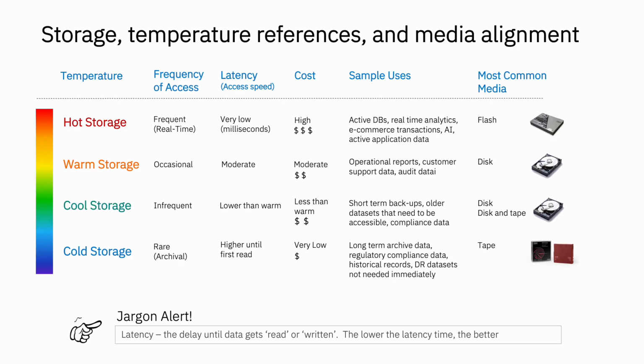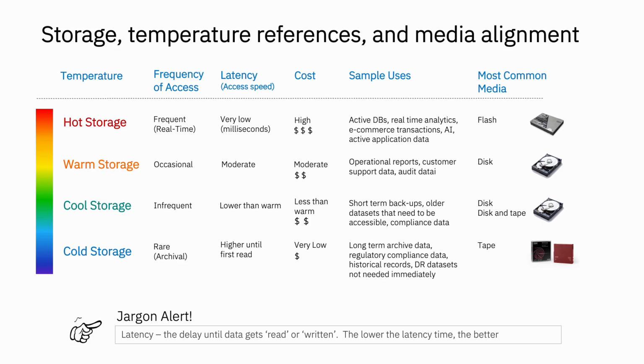Now, you will hear temperature being used with storage. You'll hear about hot storage or cold storage or warm and cold storage in between that. So hot storage is your high performance storage. It's the storage that you're accessing frequently. It's what you're using in active databases. It could be where you're processing transactions for customers. So you're accessing this data frequently. You want performance to be very quick.